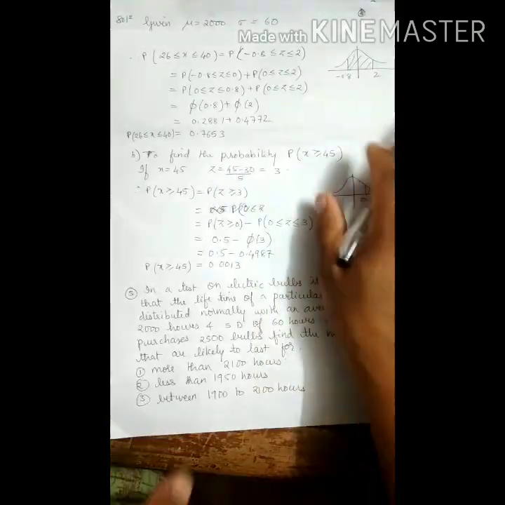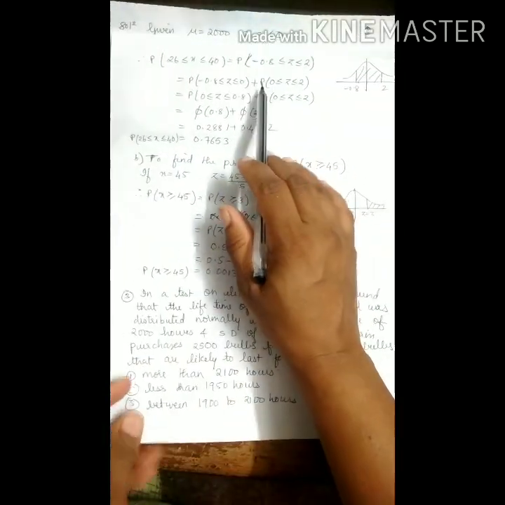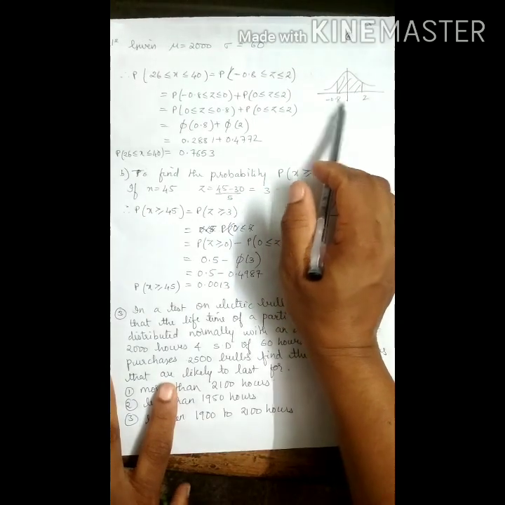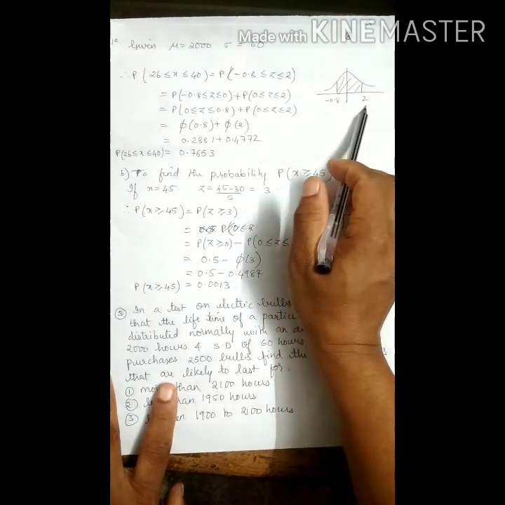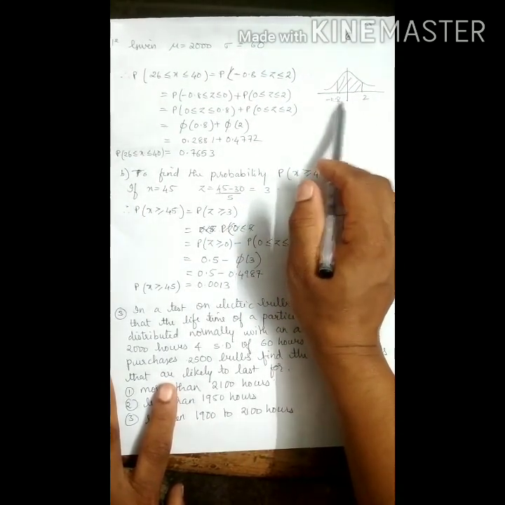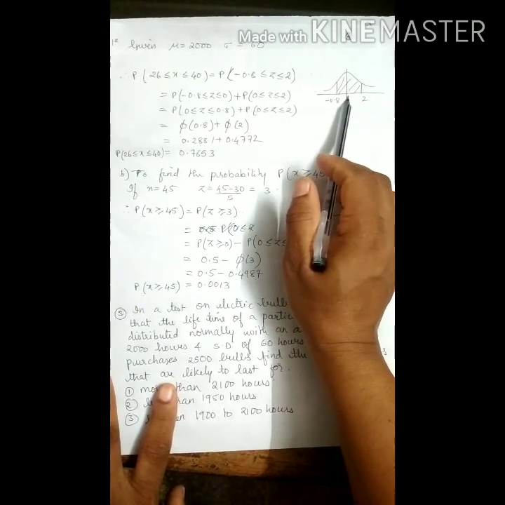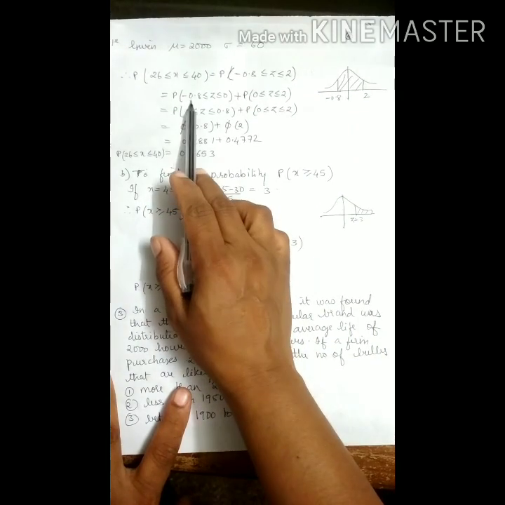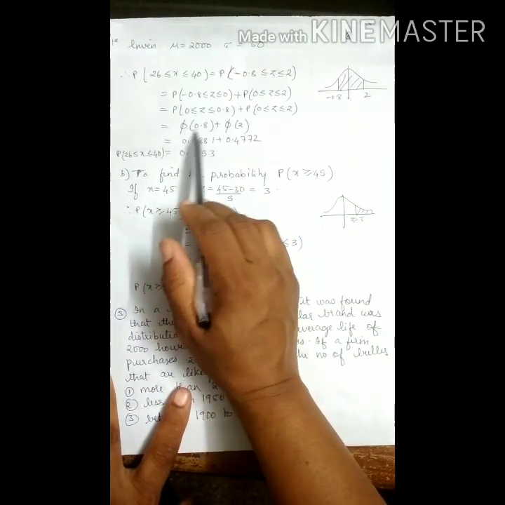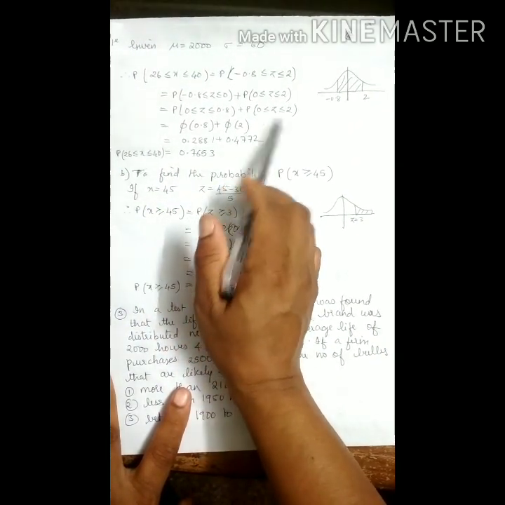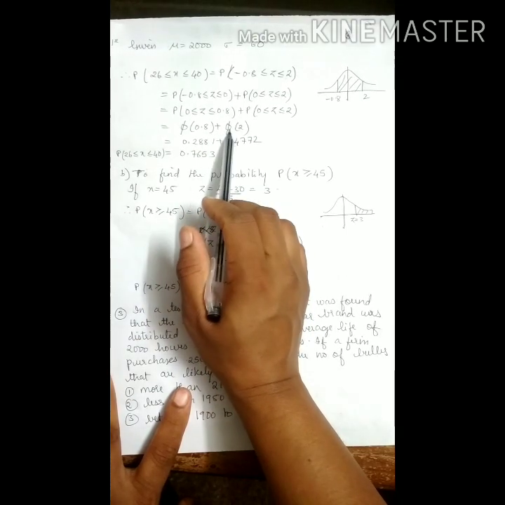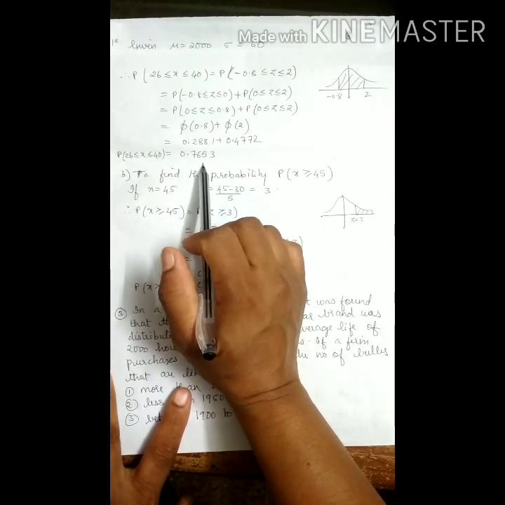Now here I have explained in the previous video how to calculate this. Draw the figure from minus 0.8 to 2. If you have to find this area, it is minus 0.8 to 0 and 0 to 2. If you add these answers, you will get the final answer. Negative is there, so it will become positive. So this becomes phi of 0.8 and this becomes phi of 2. From the table, calculate the values, add them, and that will be the answer.